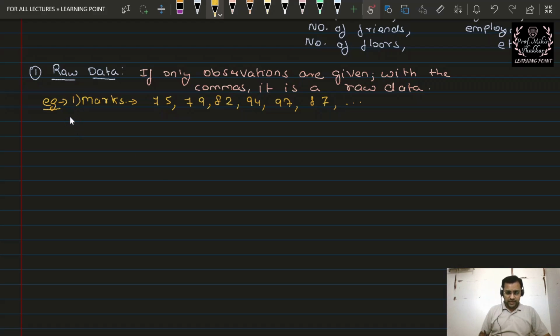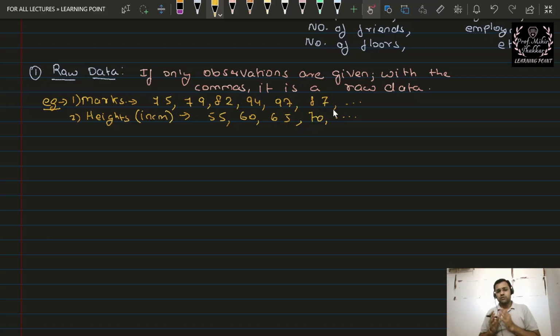One more example I can give you. Let us say about the heights of the children. Let me consider in centimeters. It can be 55 centimeters, 60 centimeters, 65 centimeters, 70 centimeters. So when you are given the information only about the heights, that the heights are 55, 60, 65, 70, 75 and so on, then such a data will be again called as a raw data.